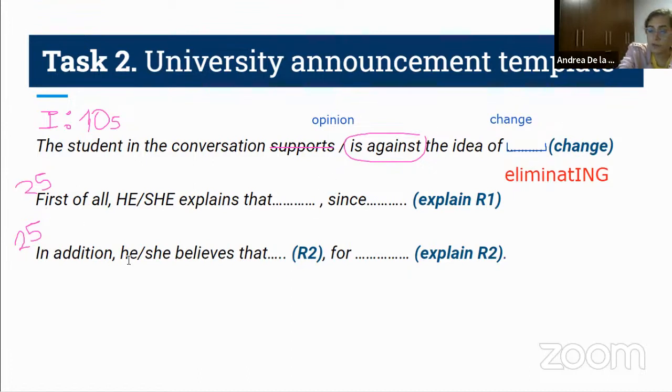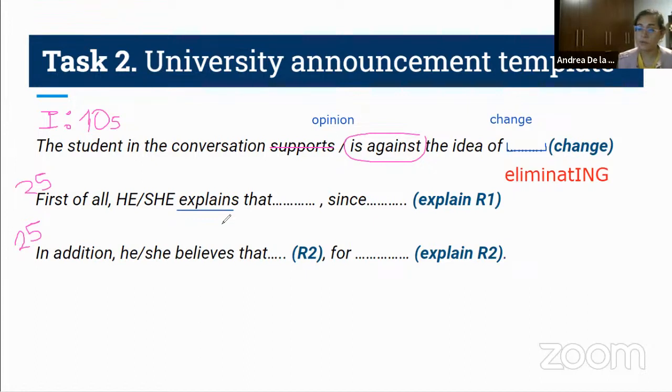Like, for example, first of all, in addition. You have to use reporting verbs like explains, believes, mentions, claims, argues, states, thinks, supports. Those are reporting verbs that you have to use. Because remember that these are not your ideas, right? So you couldn't say, for example, first of all, it isn't really that students are not interested, but they don't have time to take these classes.